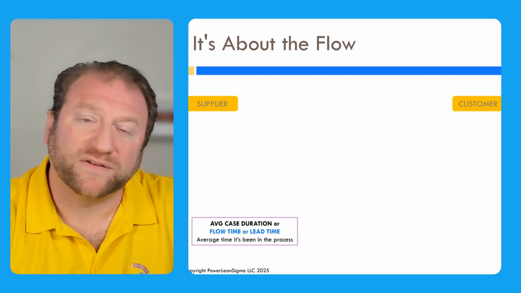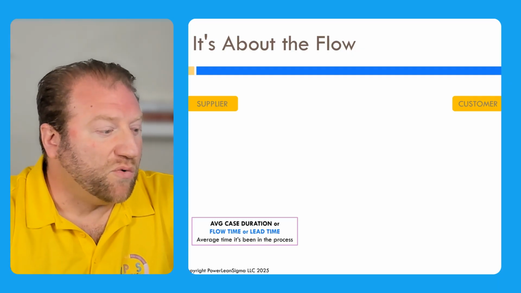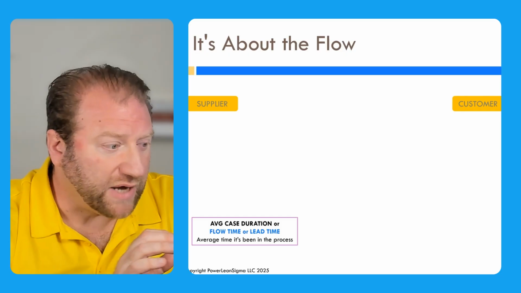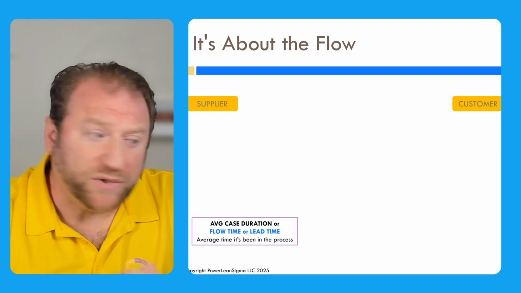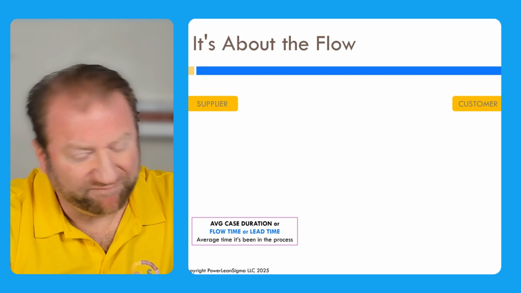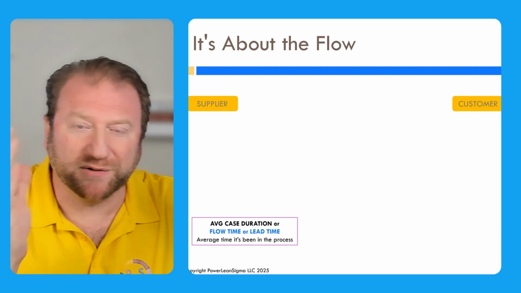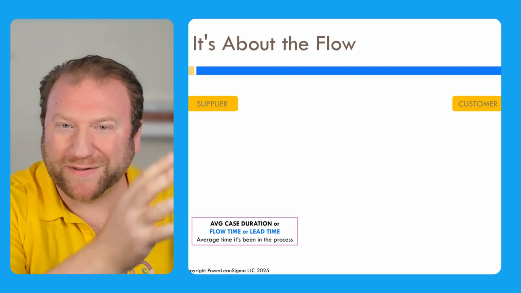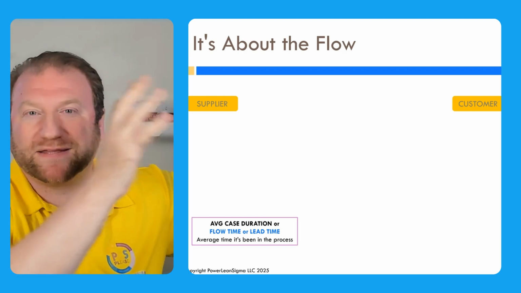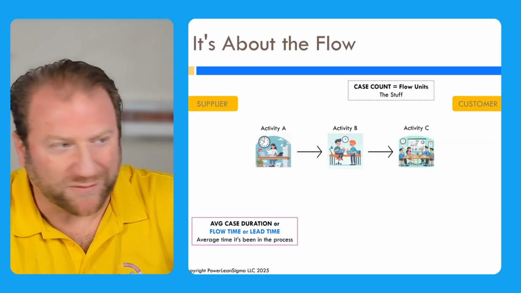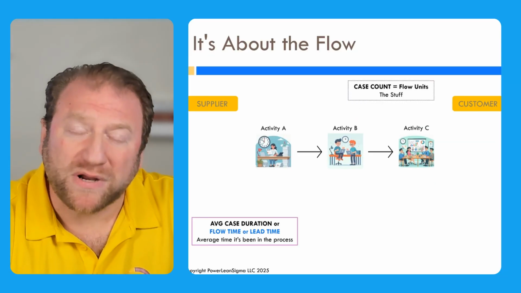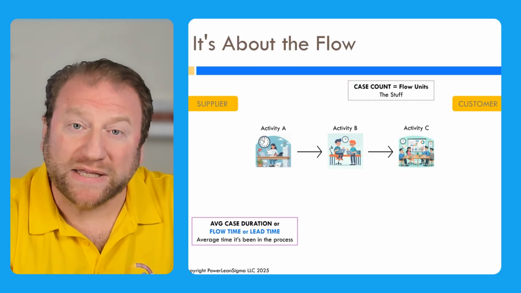All right, let's go through the flow. We have what we call average case duration in process mining. In lean, we call it flow time or lead time. Same thing. We have process mining that does things, lean that does things, and data science that does things, and everyone names something different because it has to be confusing, of course. But all we're doing is calculating and following the stuff.